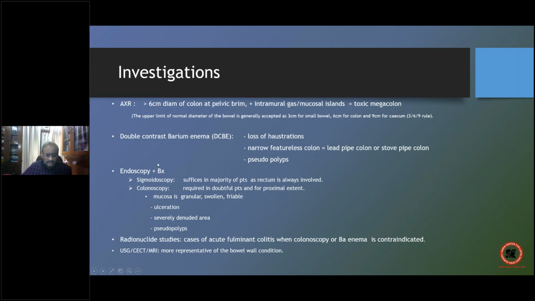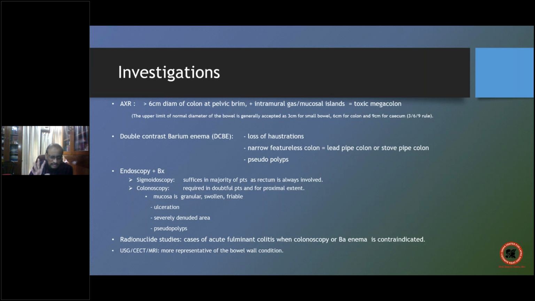An endoscopic examination with biopsy is the gold standard for diagnosis, which can be carried out as a sigmoidoscopy or a colonoscopy, depending upon which part of the bowel you suspect the disease in. If it's the sigmoid colon, go ahead and do a sigmoidoscopy. If you're suspecting the colon, go ahead and do a colonoscopy, which can cover right up to the ileocecal valve.